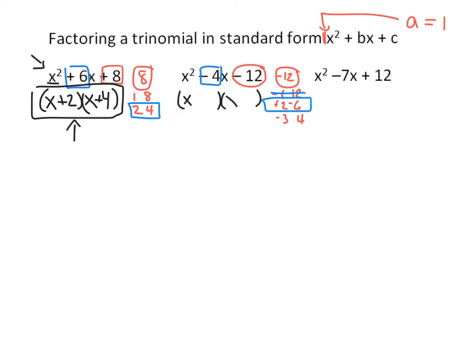X times x gives us the x squared right there, and then we need the plus 2 and the minus 6 from right here. This is our factored answer, and again, we could FOIL it to make sure that we get our original problem. Go ahead and try this next one on your own. Pause the video, give it a try, check to see how you did.